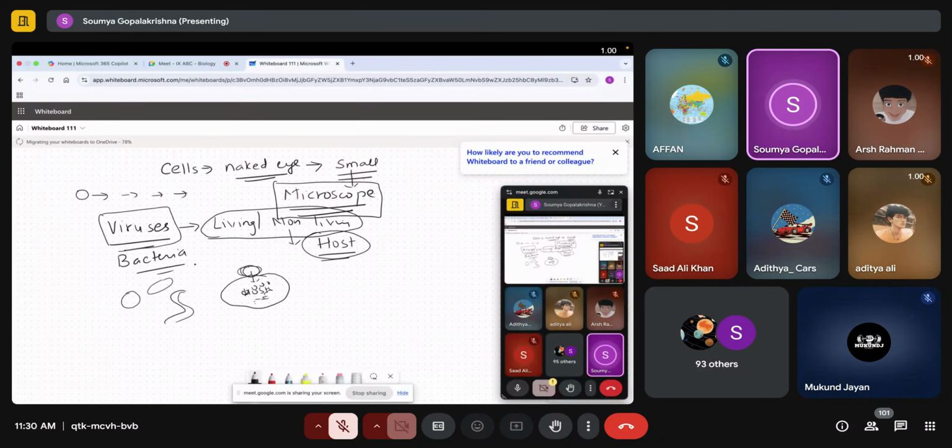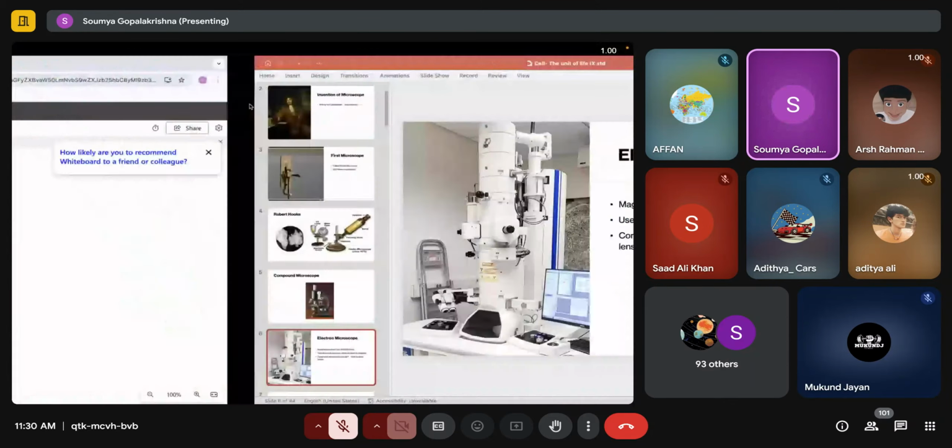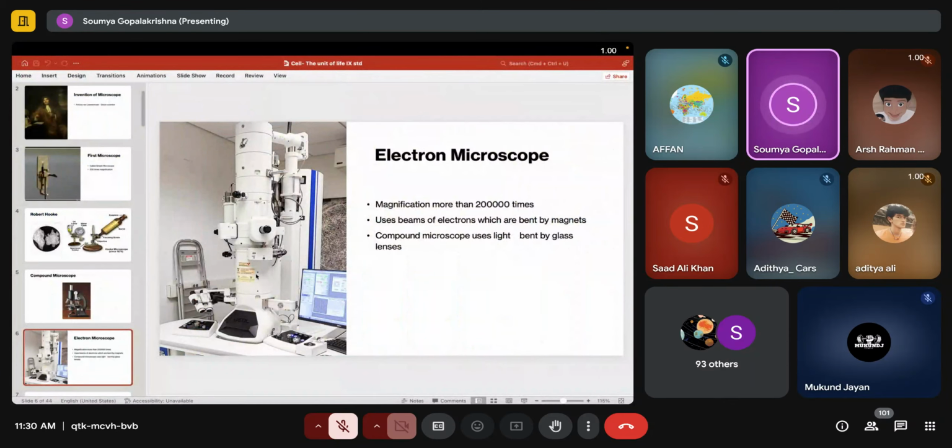Okay, and cell organelles cannot be seen through a compound microscope. They need to be seen only under an electron microscope. Now this is an electron microscope. Look at it, it is huge. It occupies about a quarter of a room. It is a huge microscope.